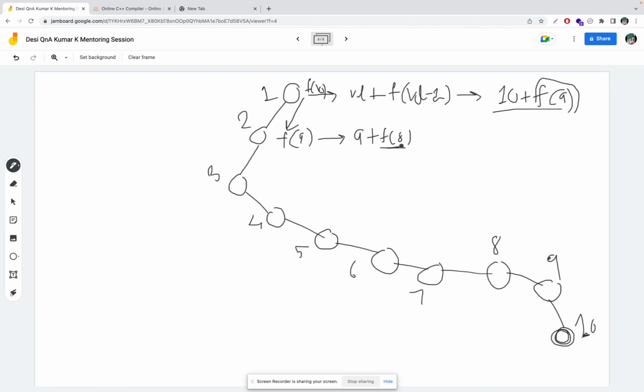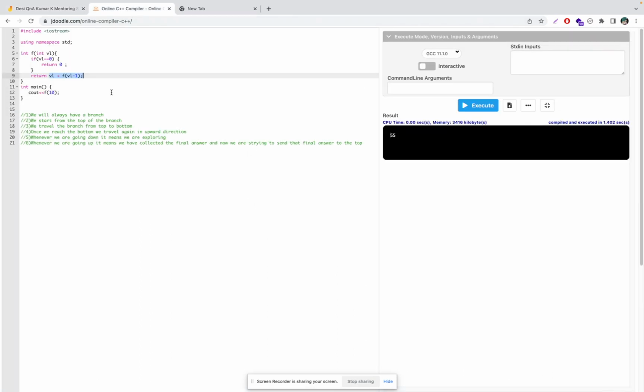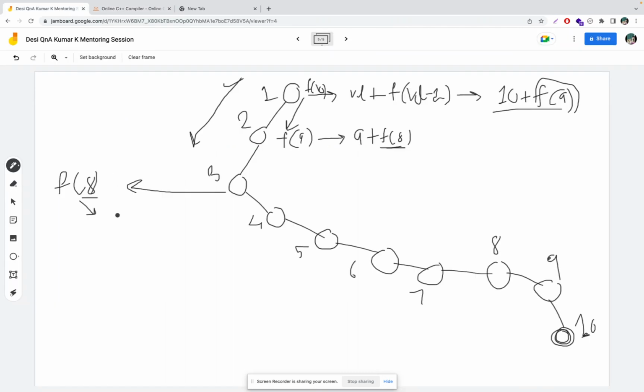So what is f of 8? F of 8 is nothing but the third node. We started from the top and are now slowly going down. What will be the value of f of 8? If you go and check the function, vl is 8. If vl equal to 0 then you return 0, but vl is not 0, so ignore this if condition. Return vl plus f of vl minus 1, same as above. So f of 8 will be 8 plus f of 7.